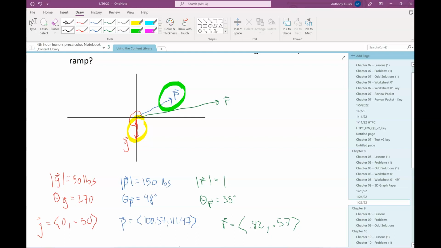Gotcha. So if it was anywhere in the third or fourth quadrant, if gravity was for some reason anywhere in the third or fourth quadrant. Well, gravity's always going to be pulling down.